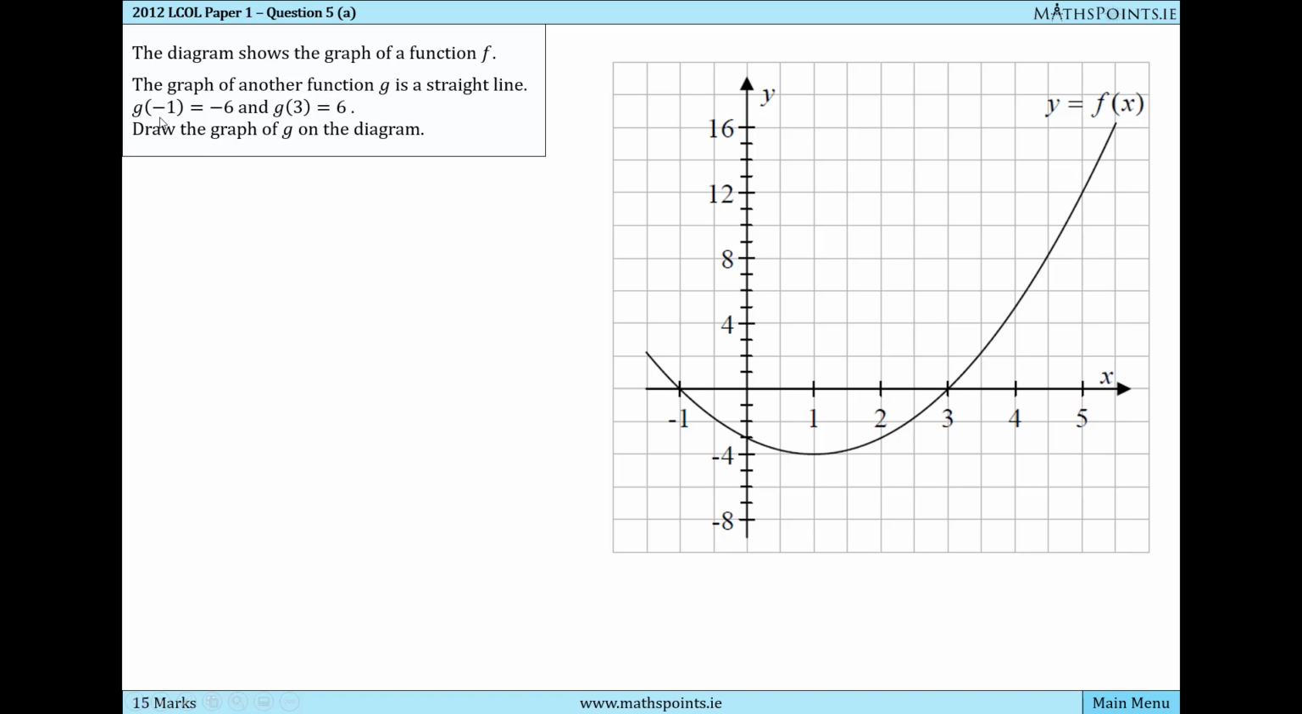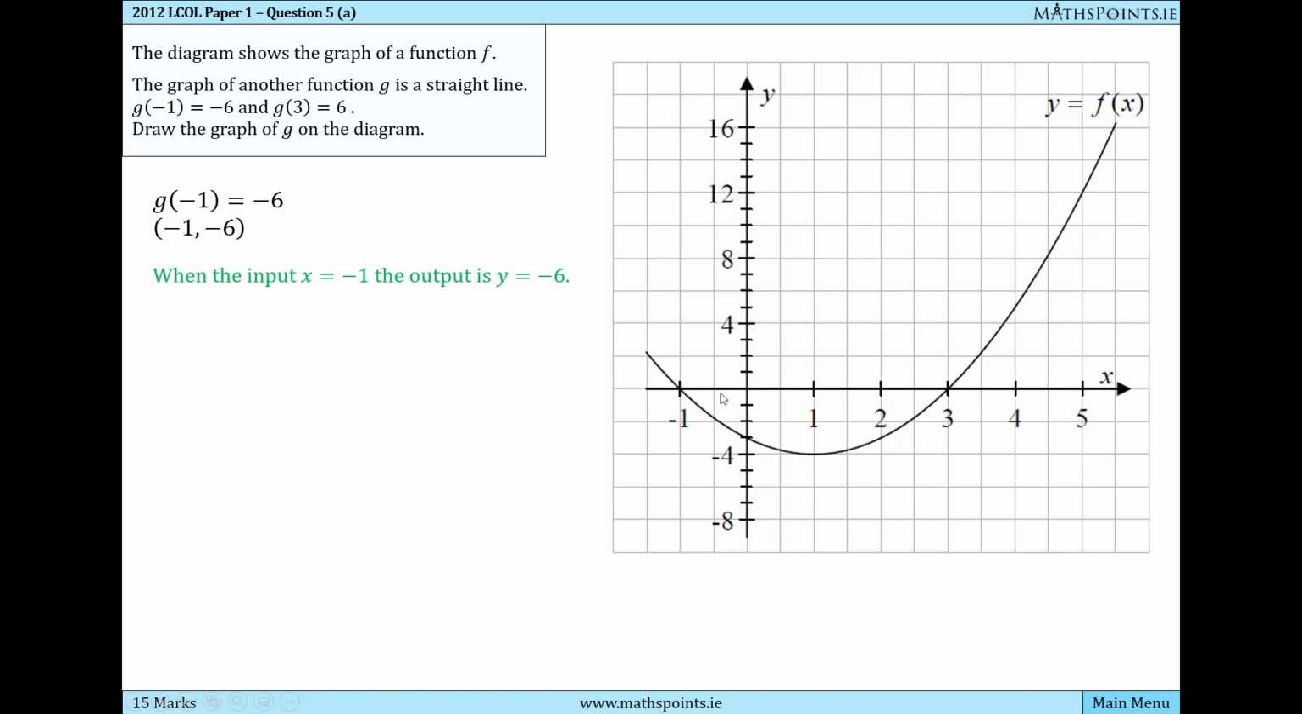We're told that g of minus 1 is equal to minus 6 and that g of 3 is equal to 6. Draw the graph of g on the diagram. So we've actually been given a good bit of information here. We're actually told two of the points that are on the straight line. They tell us that g of minus 1 is equal to minus 6, which means that when minus 1 is inputted into the function, minus 6 is the output. And so we have a point for the curve, minus 1, minus 6.